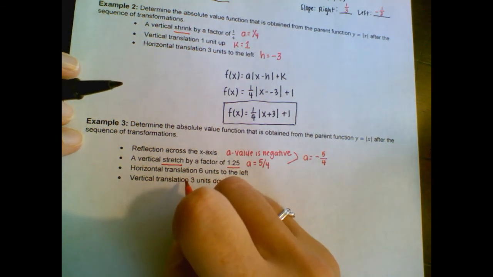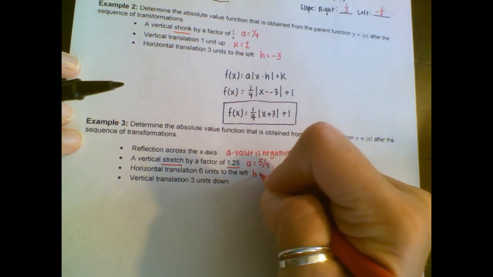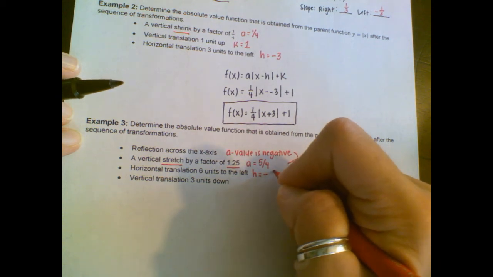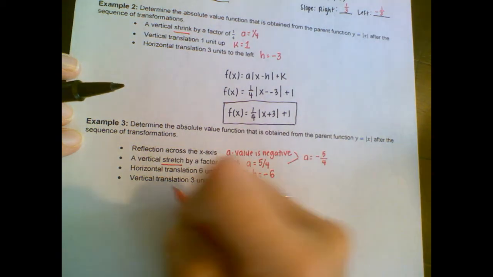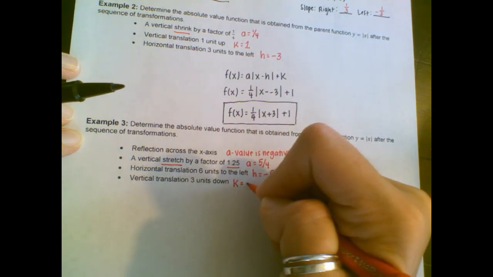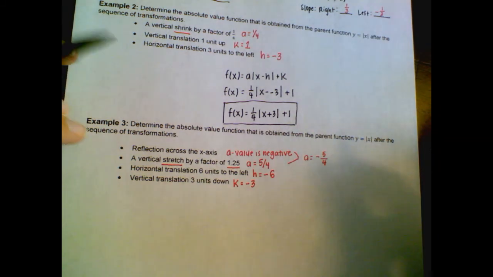And then we're looking at a horizontal translation 6 units to the left. Again, horizontal has to do with the h value. And if we're moving to the left, we're moving in the negative direction, so -6. And then vertical translation 3 units down. Vertical, we're talking about k. If we're moving down, k is negative, and it's going to be -3 since we're moving 3 units down.